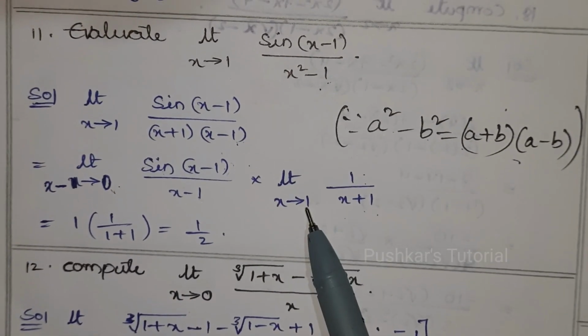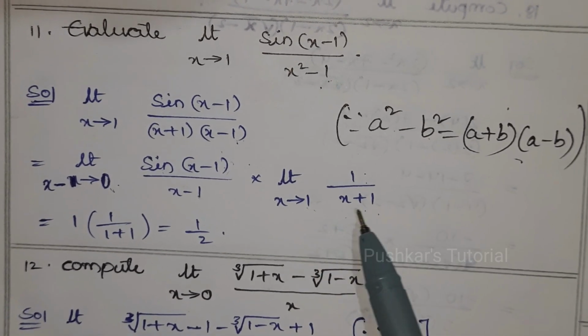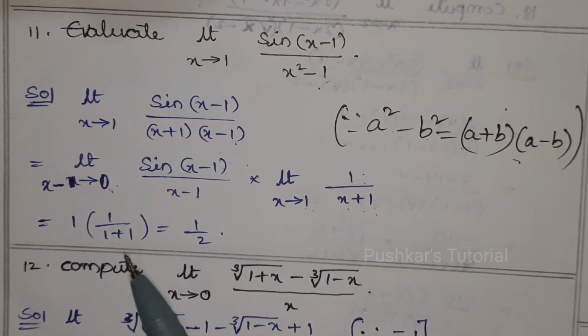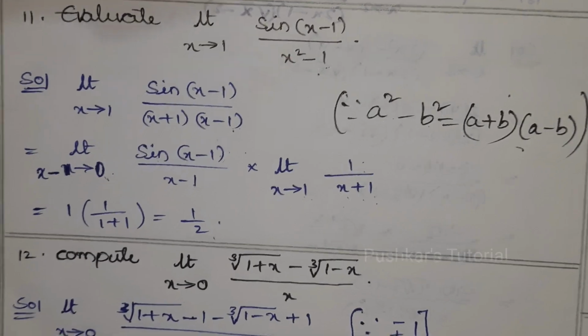So limit x tends to 1, wherever x is there you have to put 1. So 1 plus 1, the answer is 1 by 2.